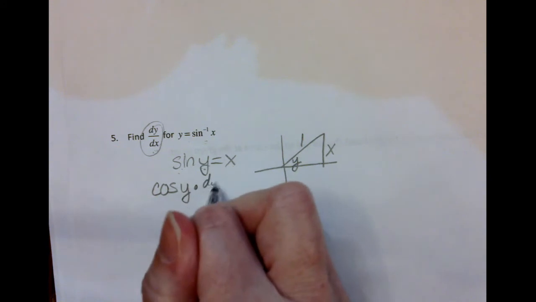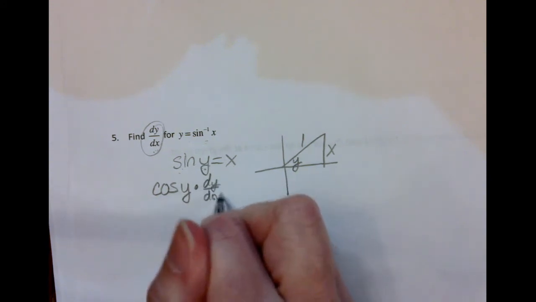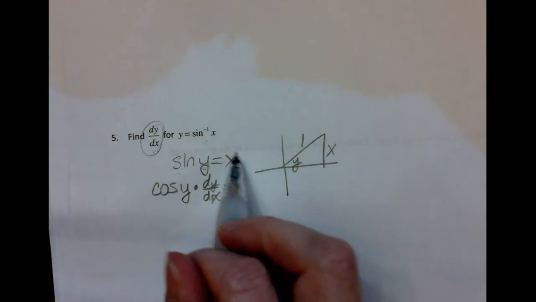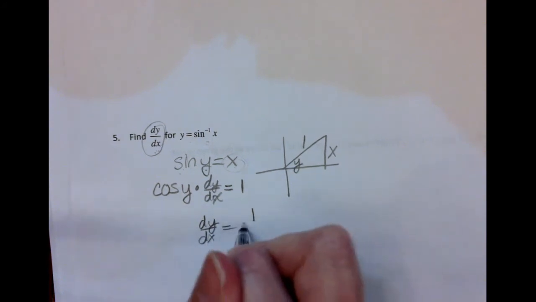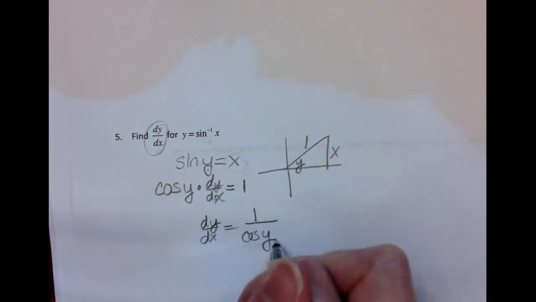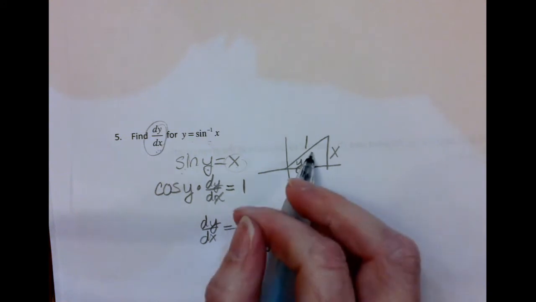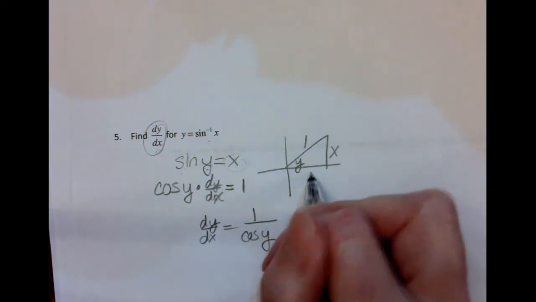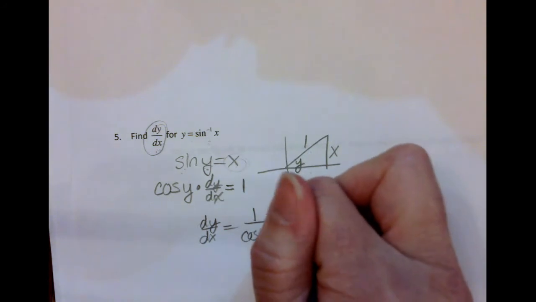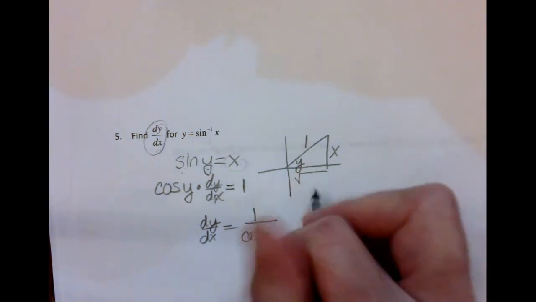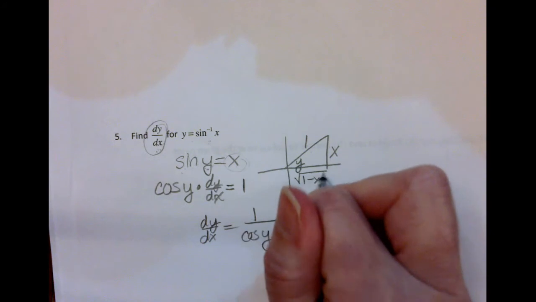So that means by the chain rule, I have to then say the derivative of y with respect to x, as we did in implicit differentiation, is equal to, now I have an x, so its derivative is 1. dy/dx is equal to 1 divided by the cosine of y. If I go to my picture, cosine would be adjacent over hypotenuse. I can find the adjacent with the Pythagorean theorem. It would be the square root of 1 minus x squared, divided by 1.